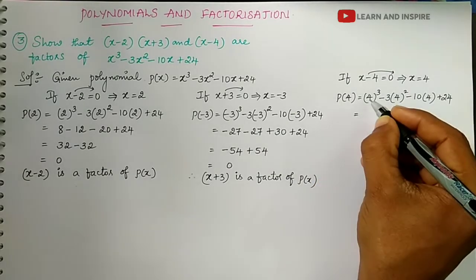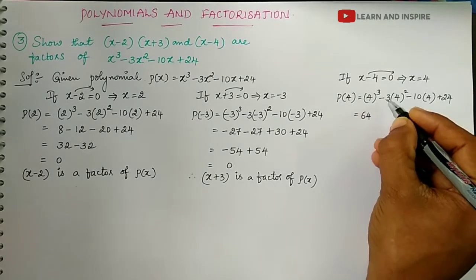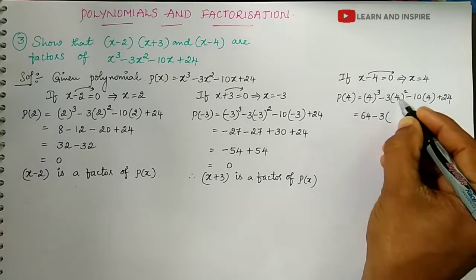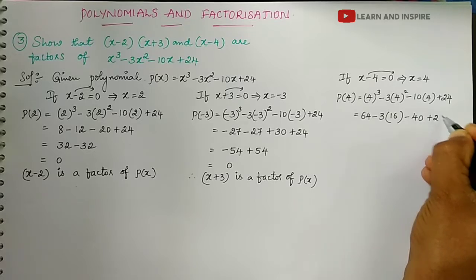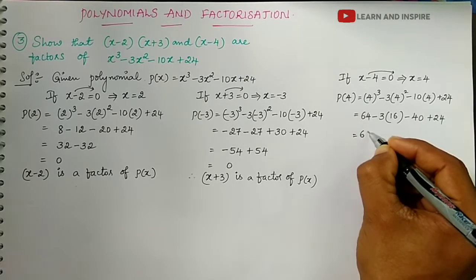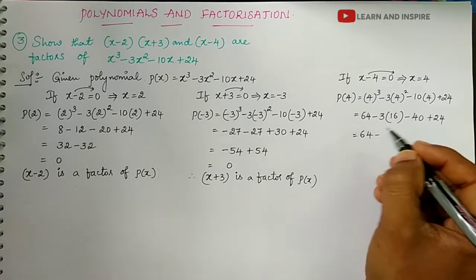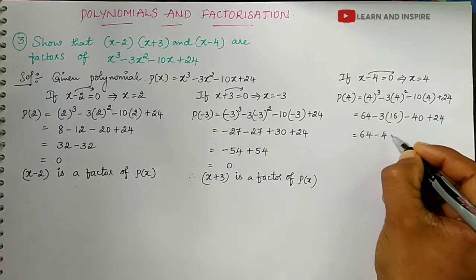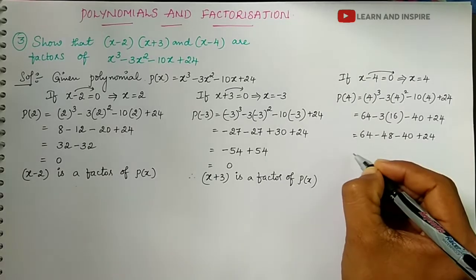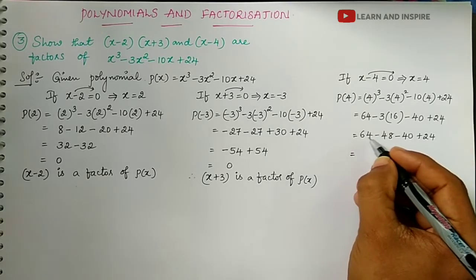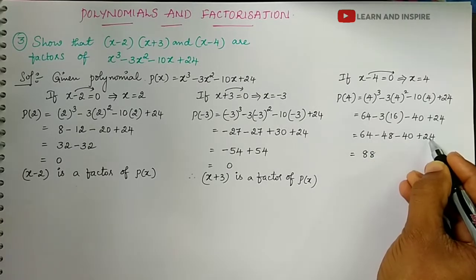4 cube is 4 multiplied 3 times. 4 into 4 is 16, 16 fours are 64, minus 3 into 4 square is 16, minus 10 fours are 40, plus 24. Here 64 minus 16 threes are, so 16 ones are 16, 16 twos are 32, 16 threes are 48, minus 40 plus 24. Now first add the positive numbers. 64 plus 24 is 88.